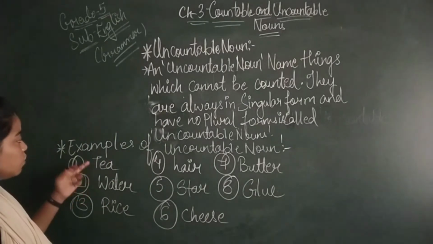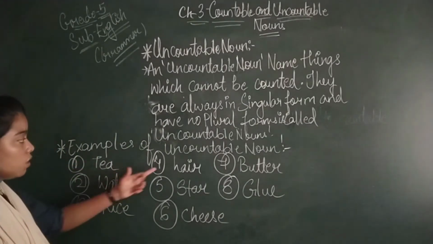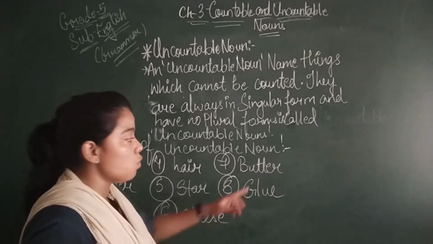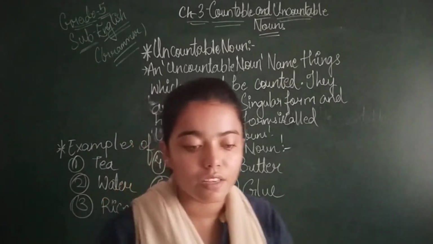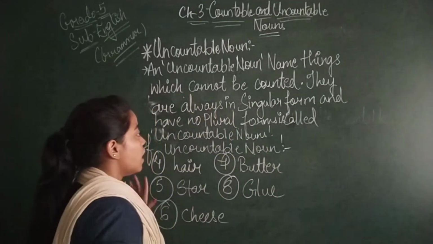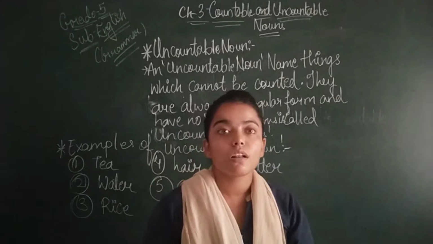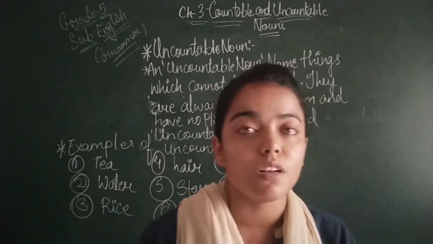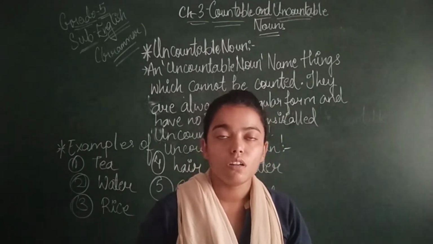So which can we count? Tea, can we count? No. Water? No. Rice? No. Hair? No. Star? No. Cheese? No. Butter? No. Glue? No. So by this we can say that all these examples identify the uncountable noun. Now there is another piece of information about the uncountable noun also, so we will have a look at it.